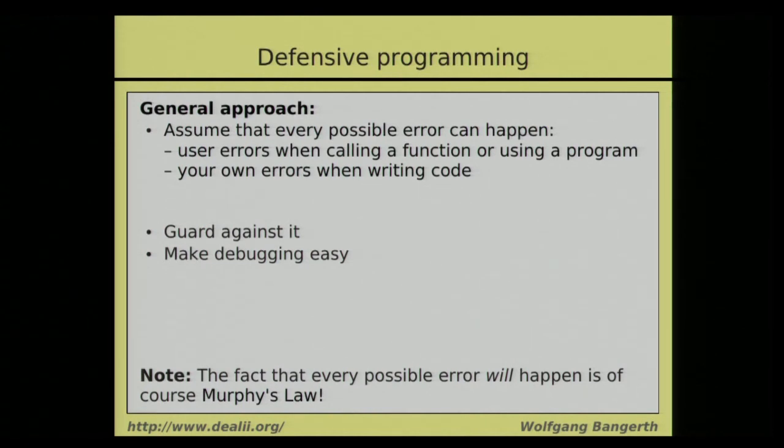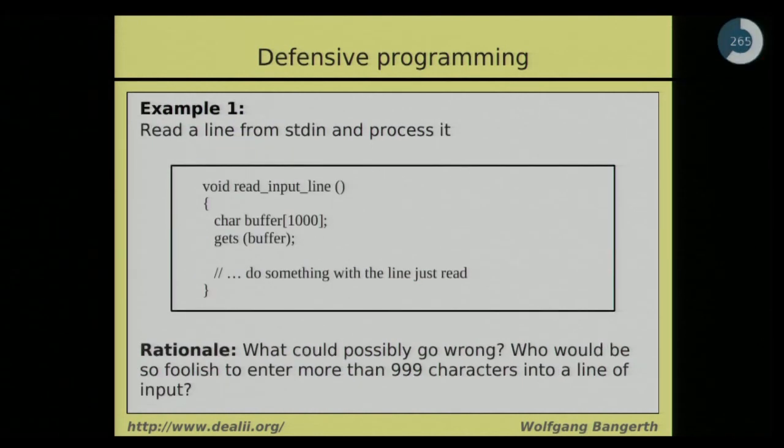And I think that is definitely true for programming as well, that if there's a potential for a bug, if there's a potential for somebody doing something wrong, sooner or later they will do something wrong. So I want to essentially give you a few examples of defensive programming and, let's say, the approach that we take.